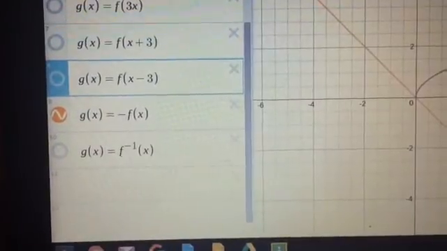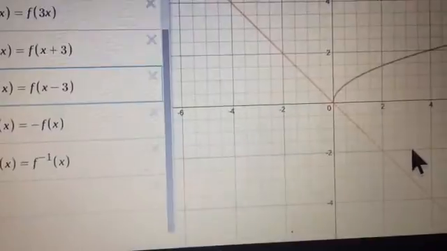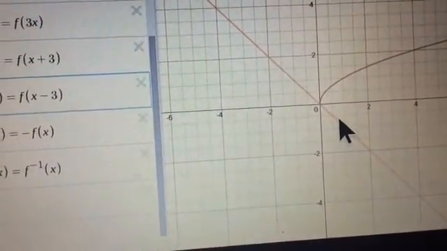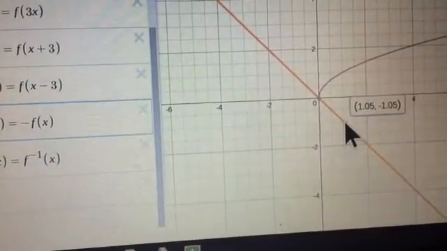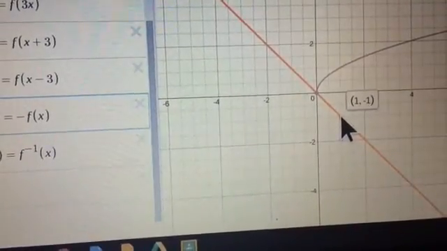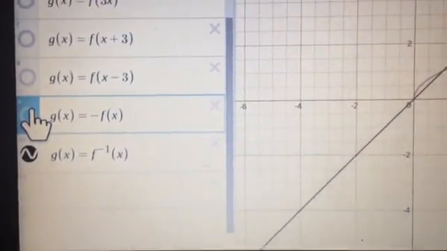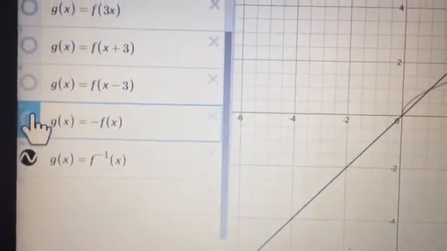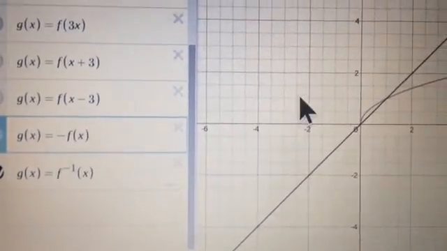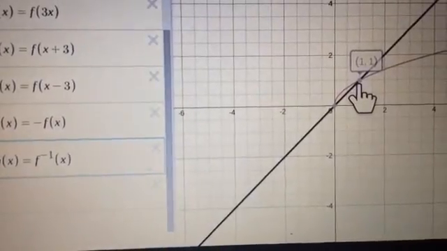So g of x equals negative f of x, with the negative basically causes a reflection, and the new point would be 1 comma negative 1. Now when I plug in g of x equals f of negative 1 times x, it's basically just a reflection. So the point stays the same at 1 comma 1.